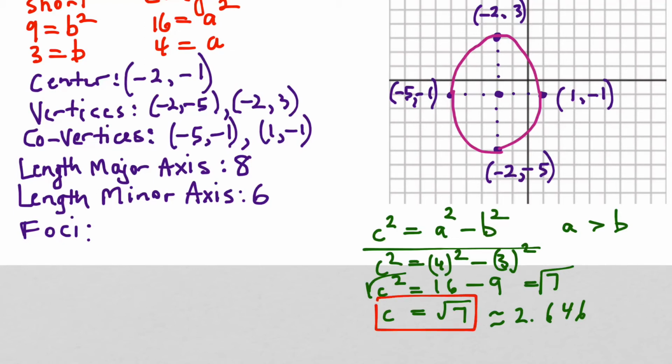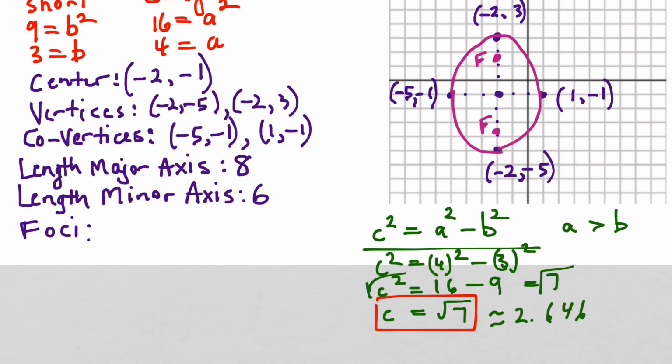This is more standard rather than a decimal approximation, but just for graphing purposes, if I wanted to get my foci drawn in on the major axis, I would be going up by the square root of 7, starting at my center. I'm going up by the square root of 7, which is 2.646. So I'm going to approximate where that is. And the same thing here. So these are my foci right there, right on the major axis.